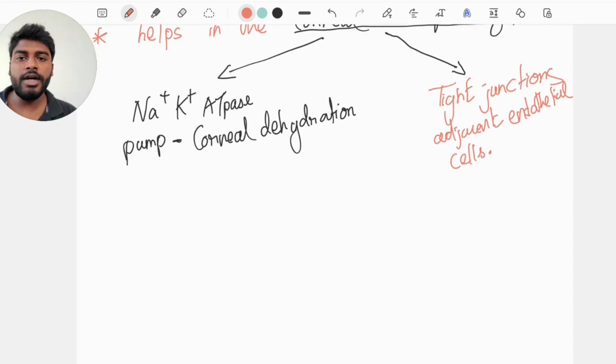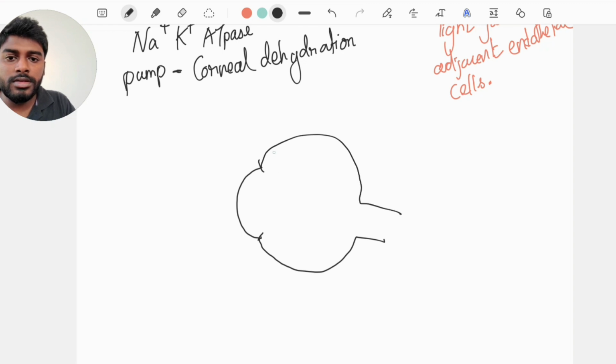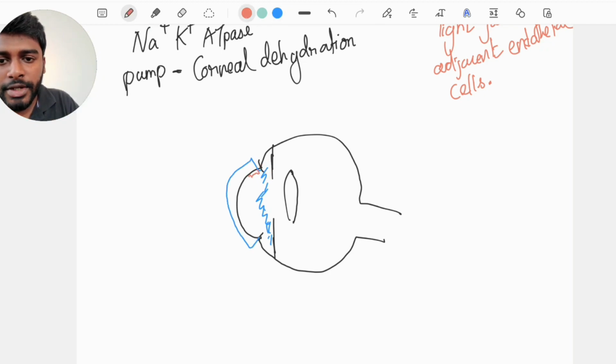So this is a function of the endothelial cells. Let me explain it clearly. Let me draw a rough cut section of the eye. So this is your iris and this is your lens. We also studied that there is the aqueous solution. So here is your cornea, and here are your endothelial cells. Here you have the aqueous, so water.